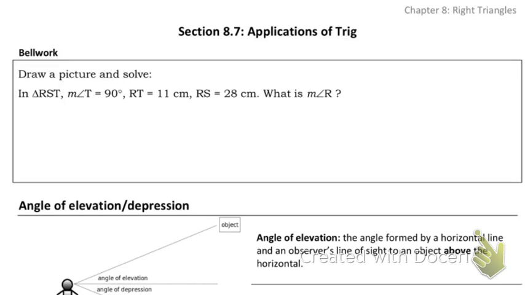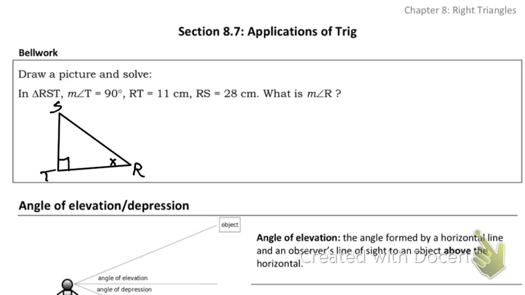Everyone got it right. I'm assuming everyone knew how to do it. Let's go through it pretty quickly. So we have a right triangle, and we can't just randomly assign letters to things, because it does say T is 90 degrees. So T has to be here. Then we can go R, S, whatever order you did it in.